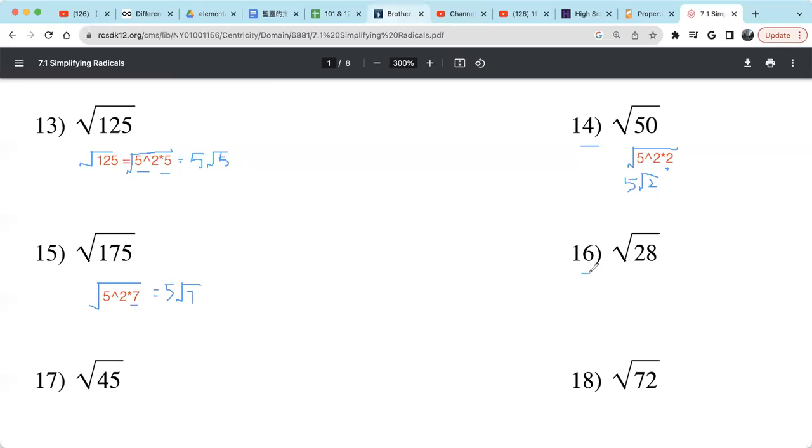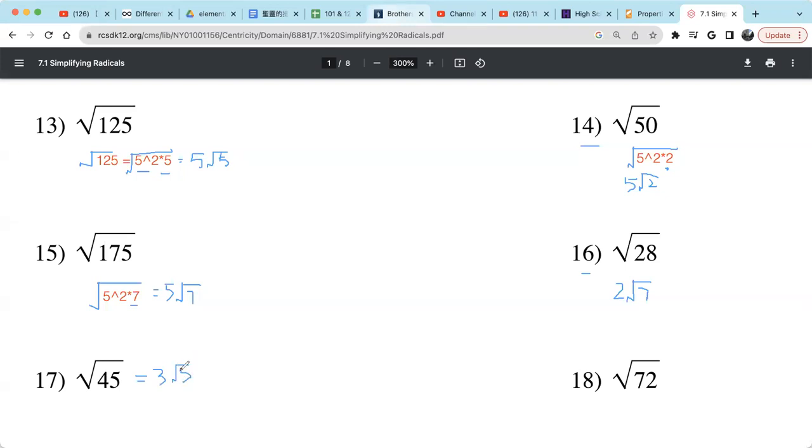Let's see 28. 28 is 4 times 7, right? So we know this is 2 radical 7. So square root of 28 is related with radical 7. We're in the radical 7 family. Square root of 45 is square root of 5 times 9. That's 3 radical 5.